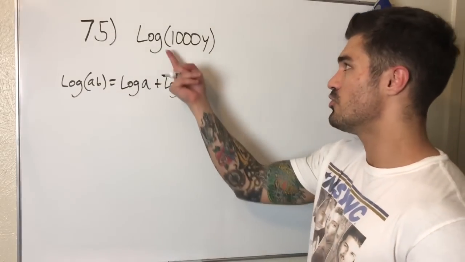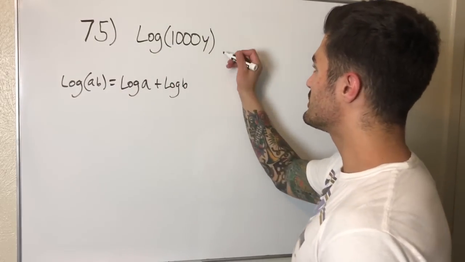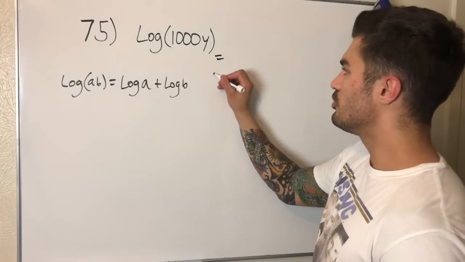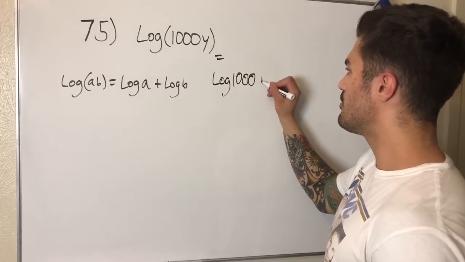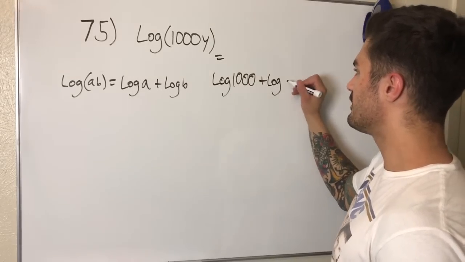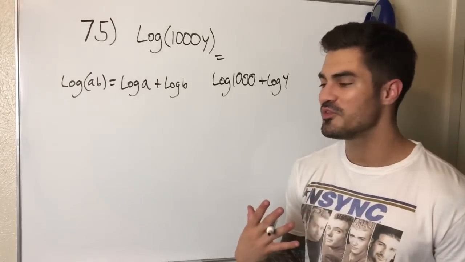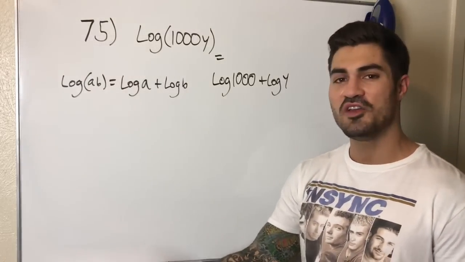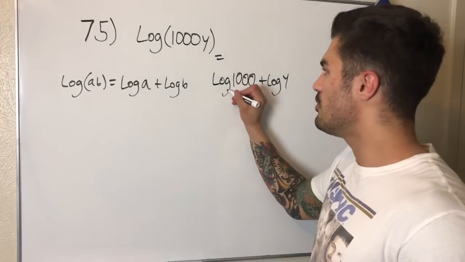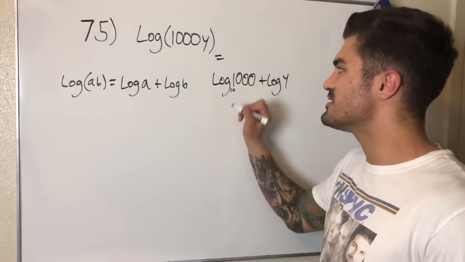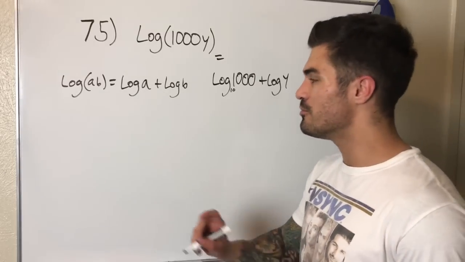So using this rule, we can separate this. We can say that this equals log of 1,000 plus log y. And now we can simplify, because it does say simplify if possible. We can simplify, because log has an invisible base 10.